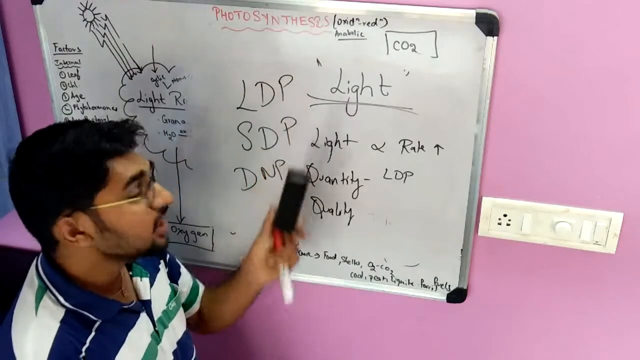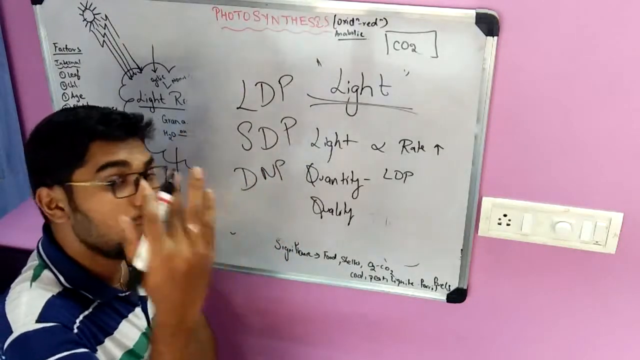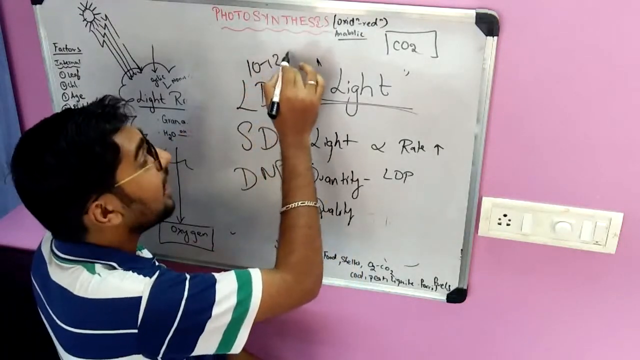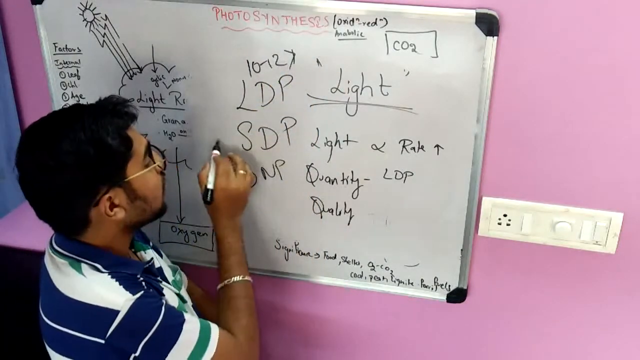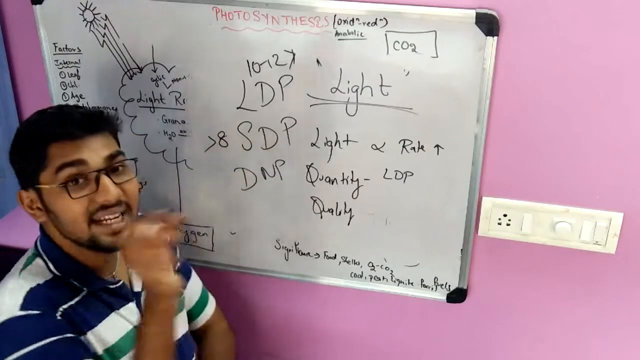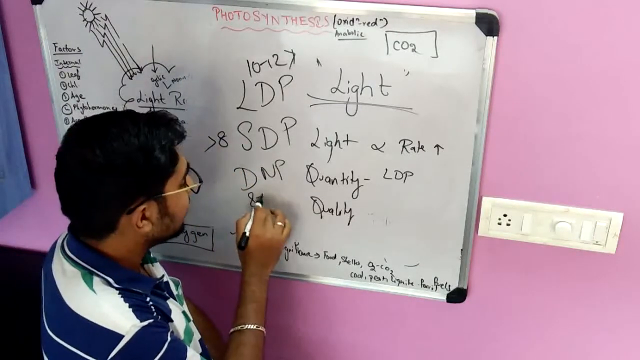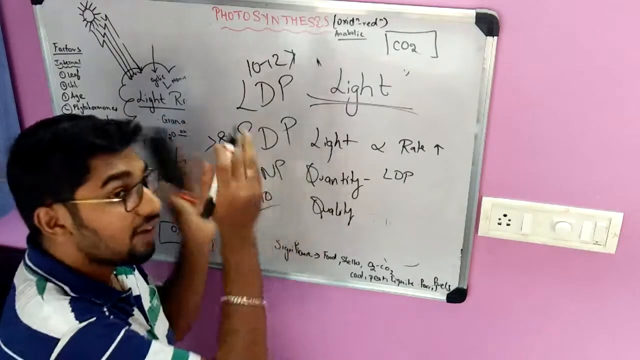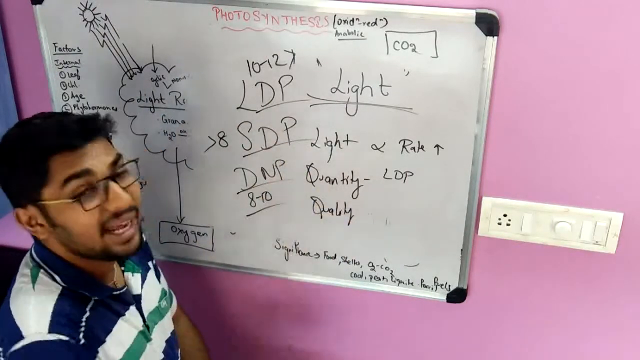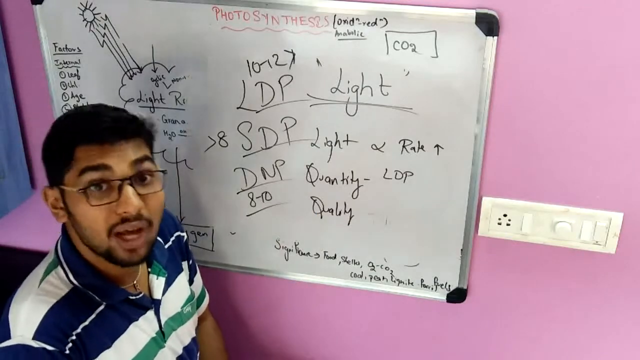For long day plants, the quantity of light should be much more. It should be 10 to 12 hours or more. It should not be less than 10 hours. Whereas for short day plants, it should be less than 8 hours. Day neutral plants need 8 to 10 hours or 8 to 12 hours. So that much amount of light is required for that category of plants for maximum photosynthesis to occur.